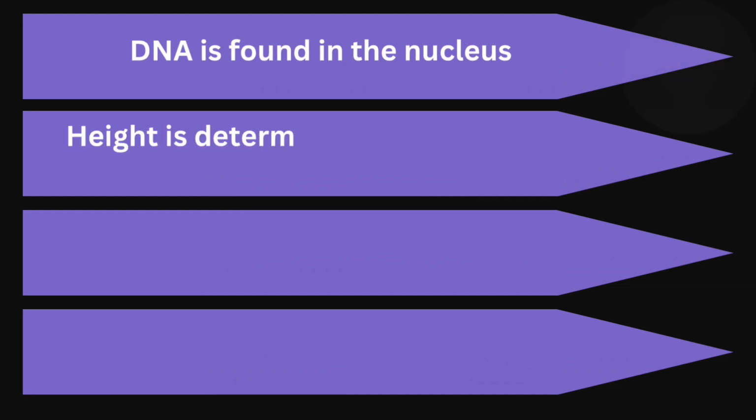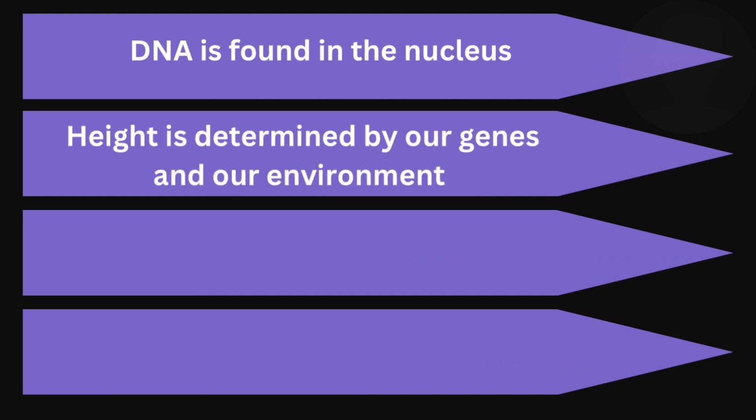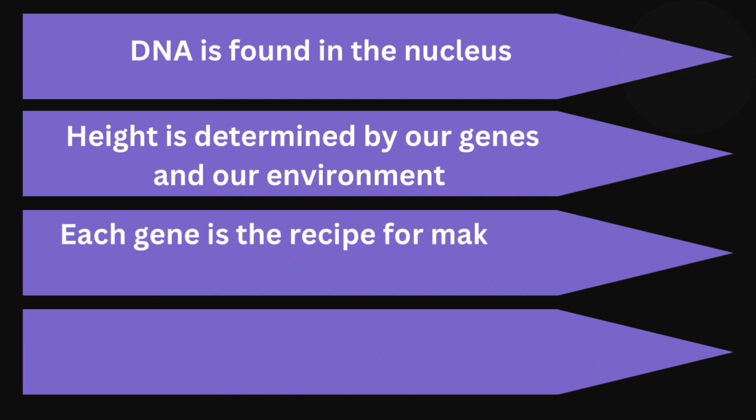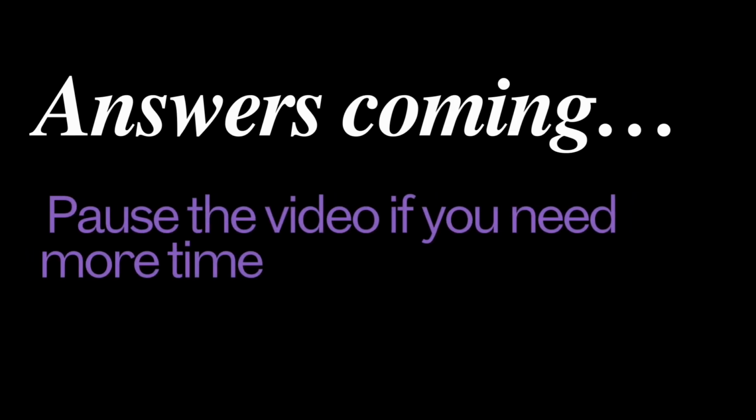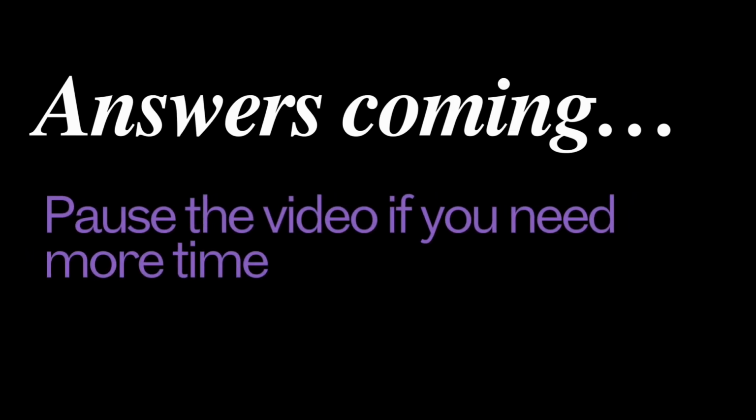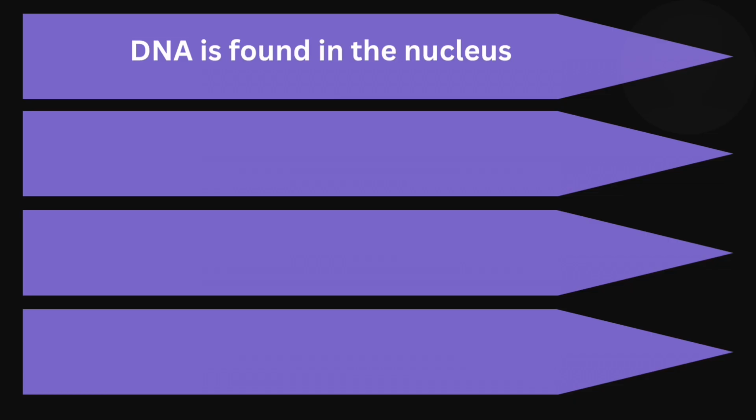Number 2, our height is determined by our genes and our environment. Is that true or false? Number 3, each gene is the recipe for making one sugar. Is that true or false? And the final question, DNA contains 4 letters C, G, U and T. Is that true or false? That one's a bit of a tricky one. I'm about to tell you the answer, so if you need a little bit more time, pause the video now.